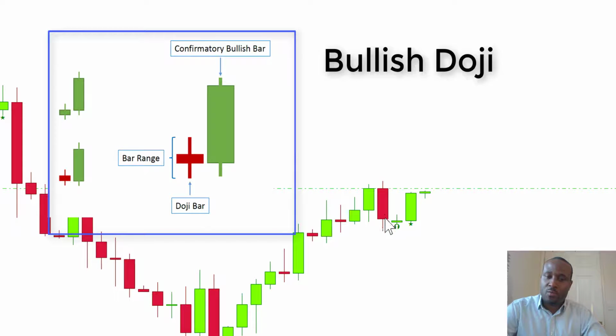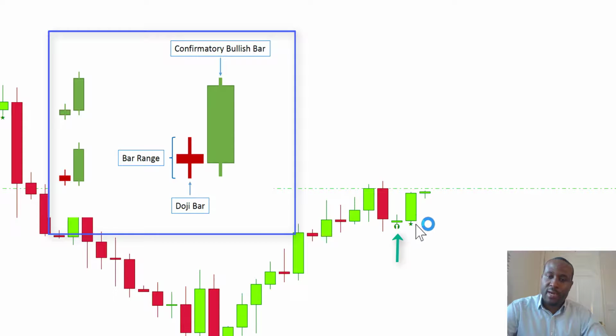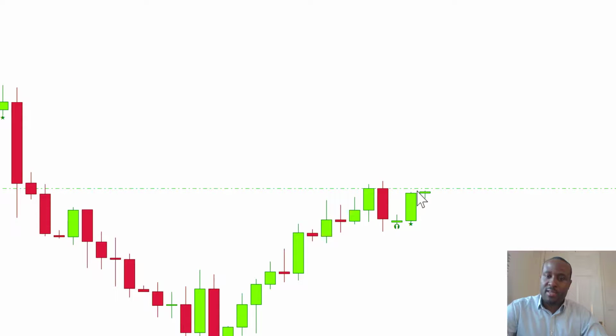And so we have, first of all, the doji candle. And yesterday we had a bullish confirmation up here. And so at the end of the day, we now have a confirmed signal setup. And so we have placed a buy order about 5 pips above the high of the bullish confirmation.